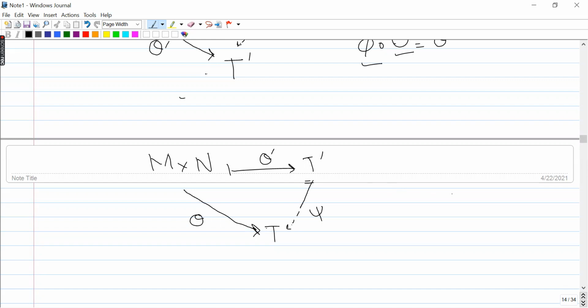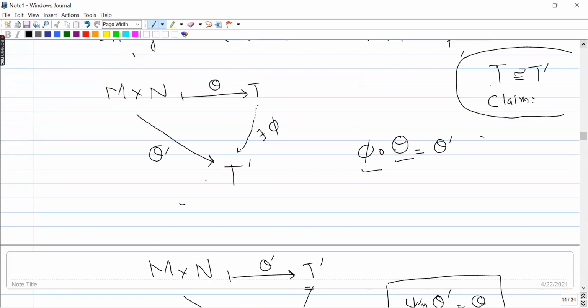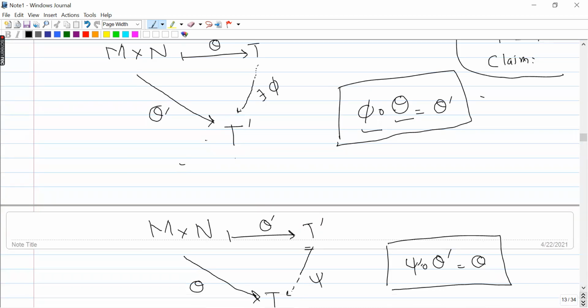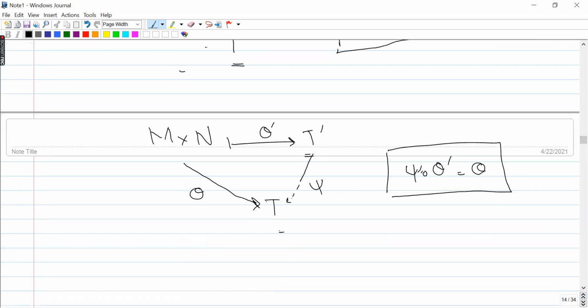So what does commutes mean? If we apply theta bar and then apply psi, it is equal to theta. So we have these two conditions. For the first condition, I applied the universal property of the tensor product for T, and for the second condition, I applied the universal property for the tensor product for T bar. So here the third module I took was T bar, and here the third module I took was T.